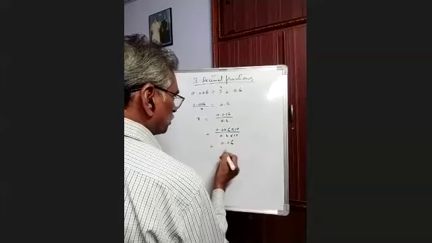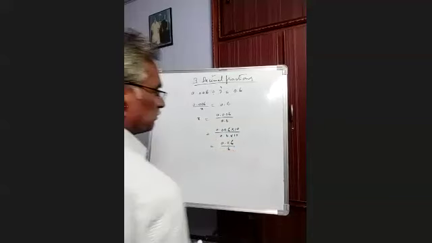We'll write only one 0 on the left side of this 1 by 6.